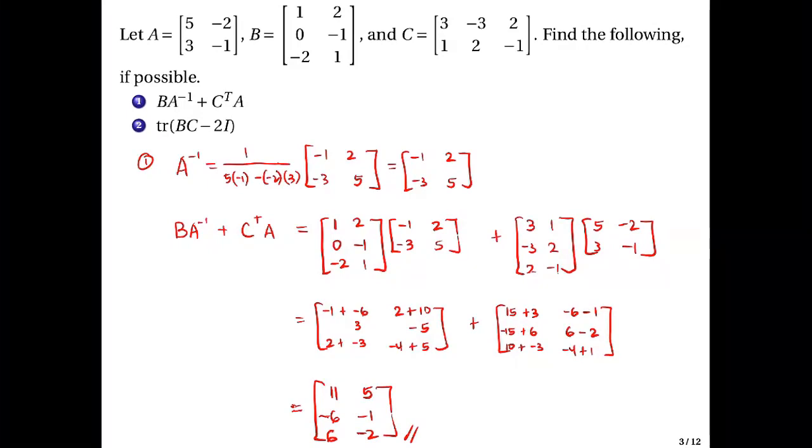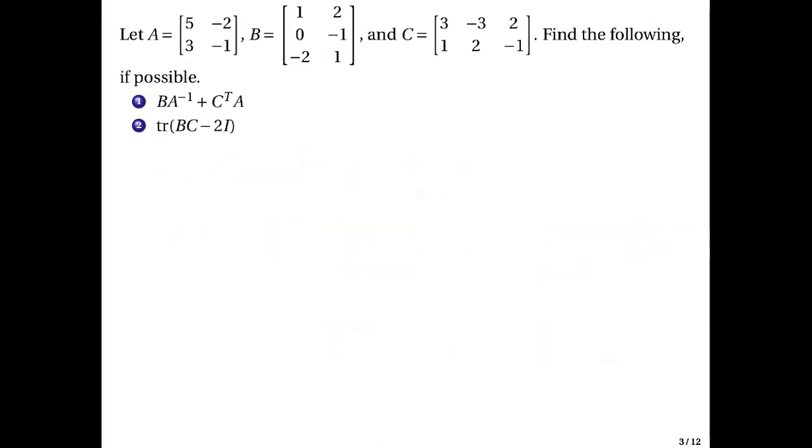Let us work on the second problem for this item. We want to find the trace of BC minus 2I. So first, let us calculate BC. So for BC, we have this 1, 2, 0, negative 1, negative 2, 1. That's for B. Then for C, we have 3, negative 3, 2, 1, 2, negative 1.